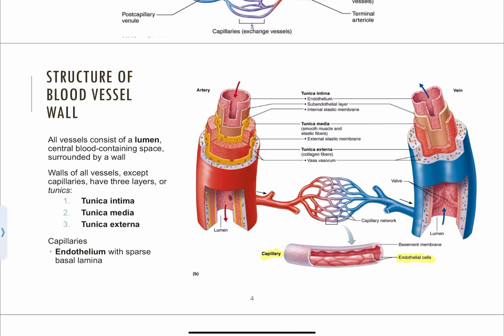So the structure of the blood vessel wall is fairly similar among the three types of blood vessels we have. They pretty much all consist of three basic layers. The tunica intima. This is going to be our innermost layer. Superficial to that, we would have the tunica media, and then the outermost layer is the tunica externa. If we look down here at the capillary, it is an endothelium and it has sparse basal lamina, and we can see our endothelial cells right there.